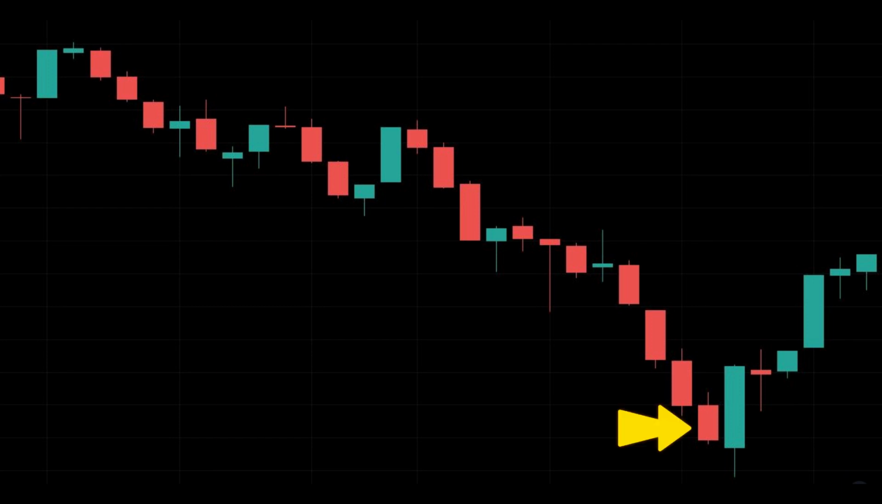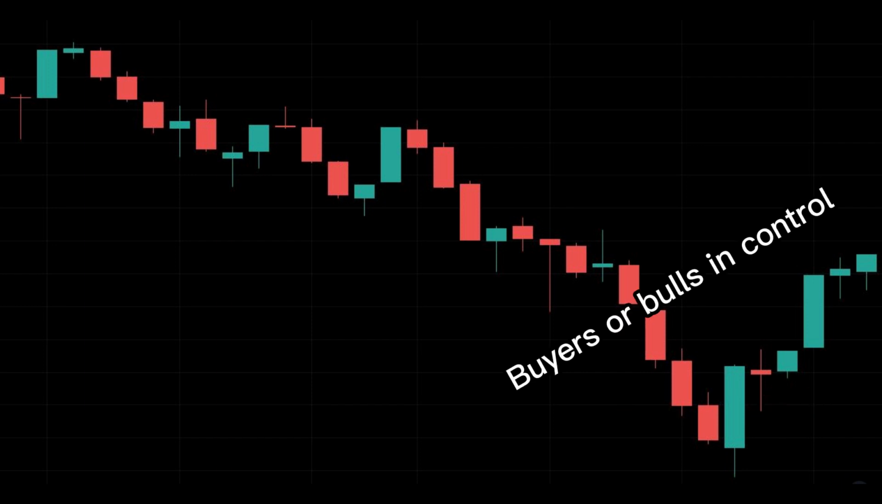A bullish engulfing pattern occurs when a small red candlestick is followed by a larger green candlestick. The green candlestick engulfs the entire range of the previous red candlestick. This pattern indicates that buyers have taken control of the market, and a reversal in trend from bearish to bullish is likely.